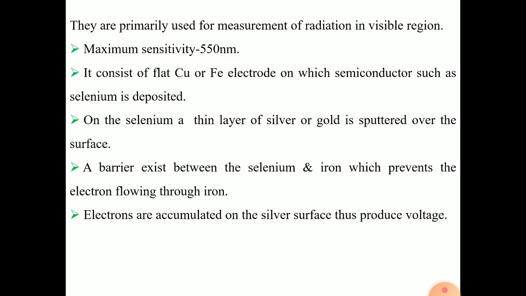They are primarily used for the measurement of radiation in the visible region, mostly the visible region. The maximum sensitivity is up to 550 nanometers. It consists of a flat copper or ferrous electrode on which a semiconductor such as selenium is deposited. On the selenium, a thin layer of silver or gold is sputtered over the surface. A barrier exists between the selenium and iron, which prevents electrons flowing through the iron. Electrons accumulate on the silver surface, thus producing voltage.